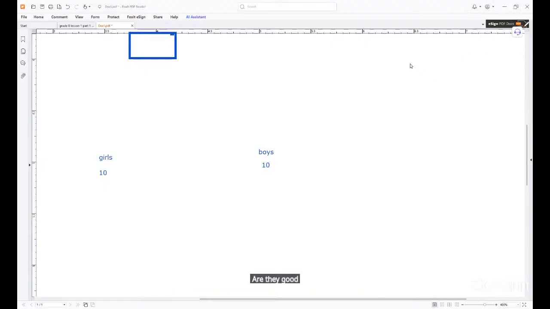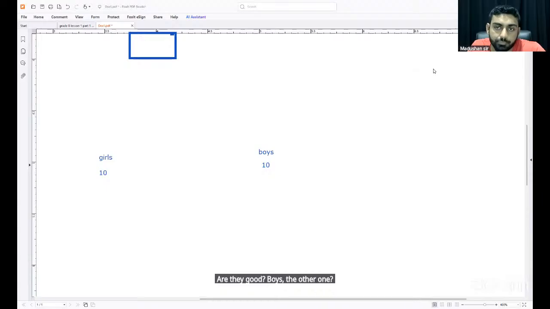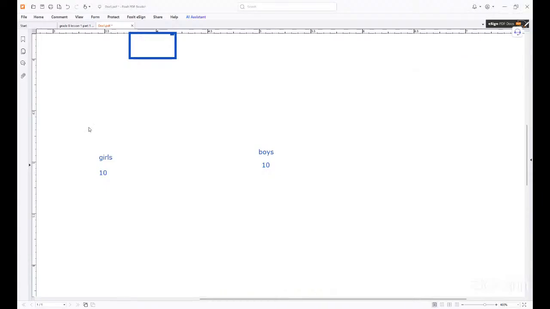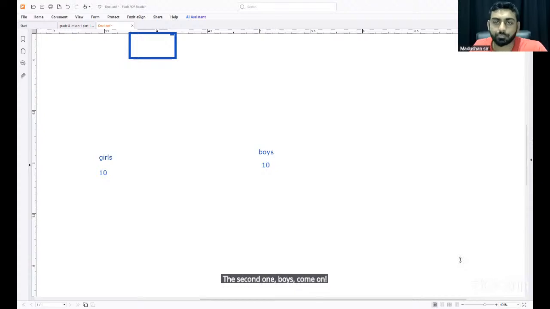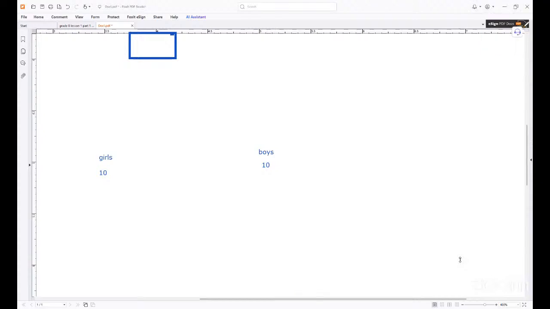Boys, the other one. The second one, boys, come on. My God, no answers from the boys' side. The second method: selecting highland sites and a lowland site. Correct. Very good. Exactly.